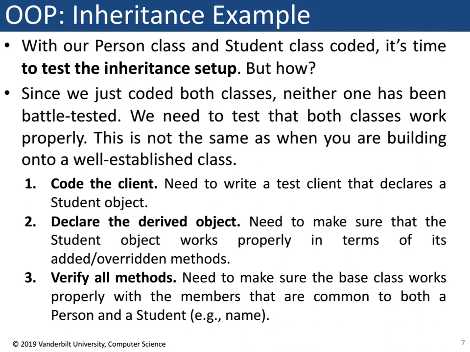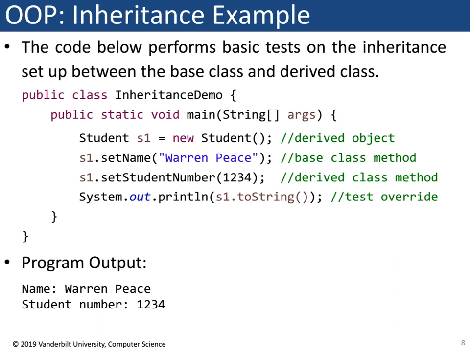So first of all, we need to write a test client to declare a student object. Then we need to check that all of the added or overridden methods work, so all of the student-specific components work. And then we need to verify the methods which are common to both person and student. So here's a simple program to test the student class and make sure that both it and the person class are performing the functions that we need.